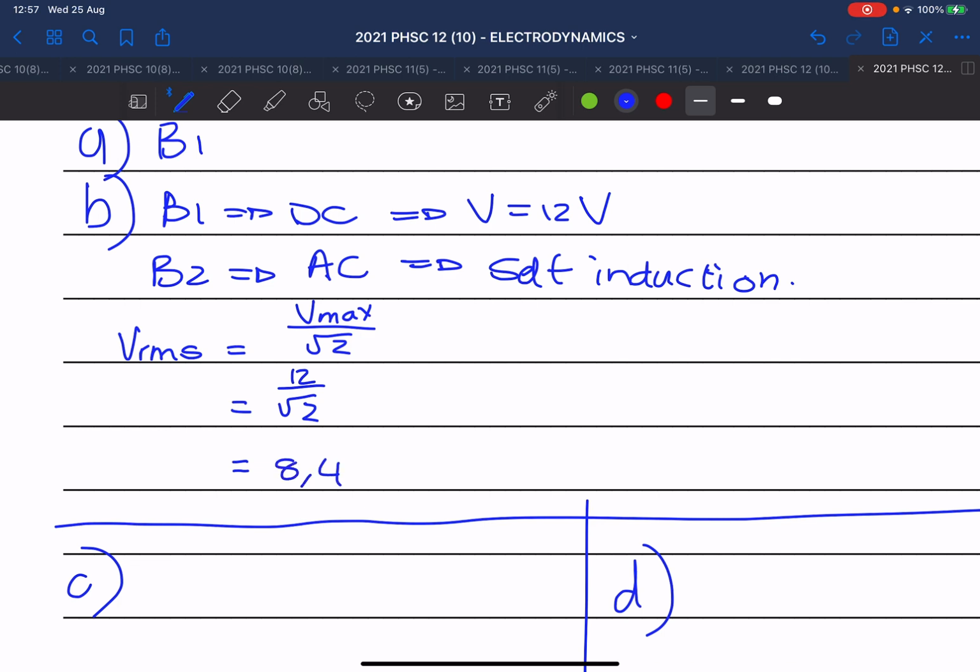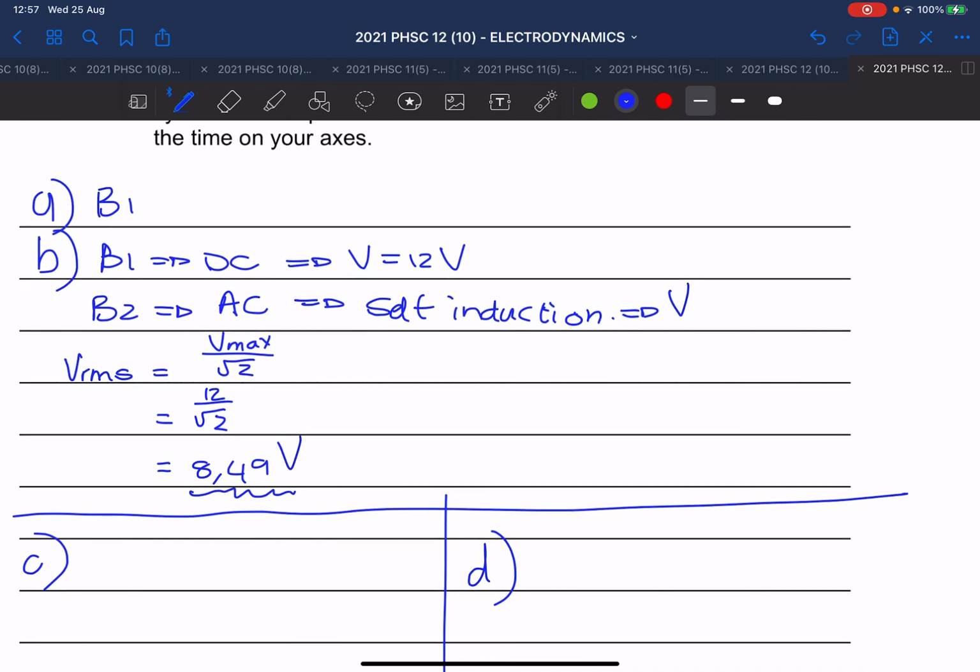8.49. And the unit? Volts. So we can see effectively it only gets 8.49 volts. So it gets less volts, and thus it burns not as bright. Thus B1 is brighter than B2.